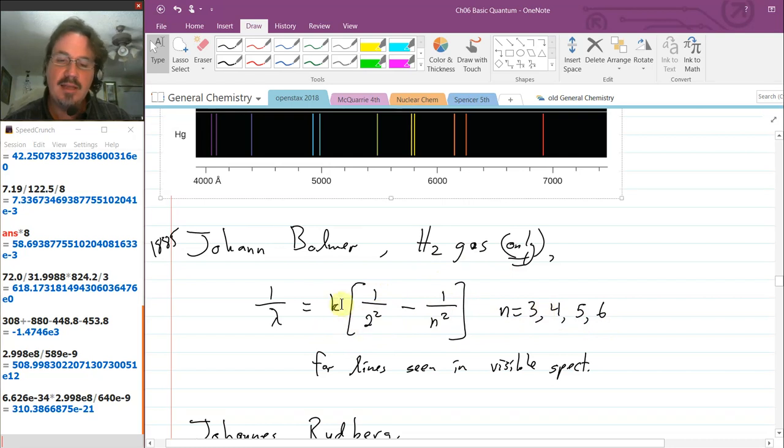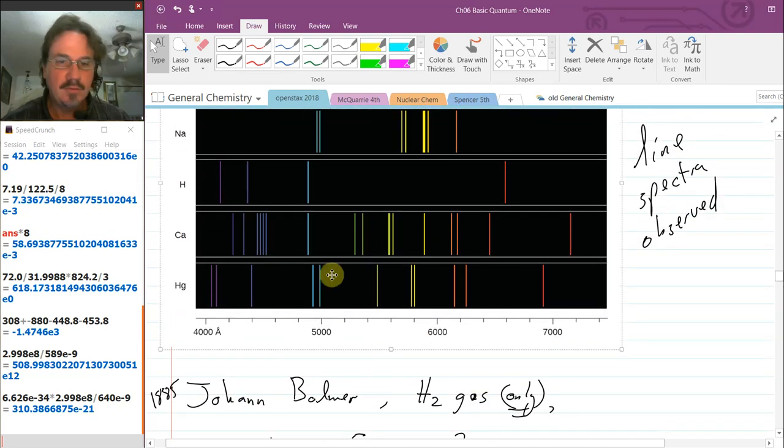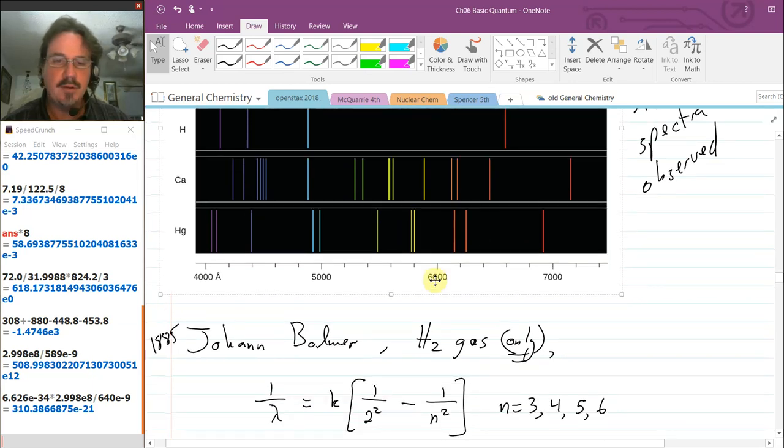K was, again, some proportionality constant that was applied to get the correct scaling on the wavelength to come out in nanometers. Right? And so if you plug a 3 in for n, it would predict the first line here of hydrogen. Actually, it would predict the red line. You put a 4 in, it predicts the blue line, a 5 in, and a 6 in, etc., etc.